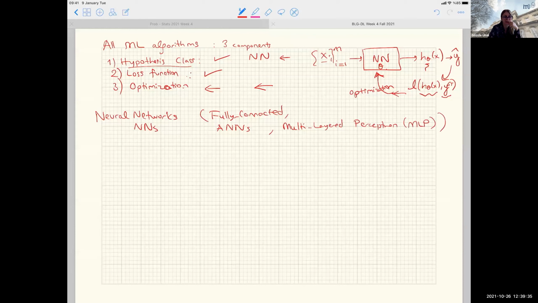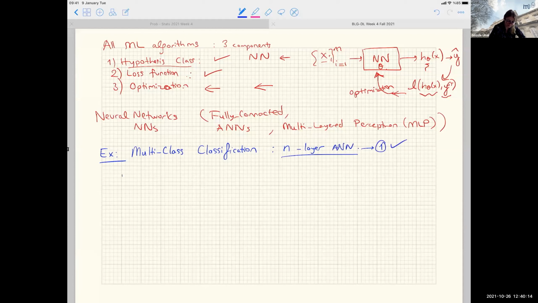So let's maybe do a simple example here with this hypothesis class. For instance, I will do a multi-class classification model. I will just design one here, and because I know how to work with the components, it's easy for me. I can say it's gonna be an n layer neural network, ANN, let's say. This is then setting my hypothesis, right?